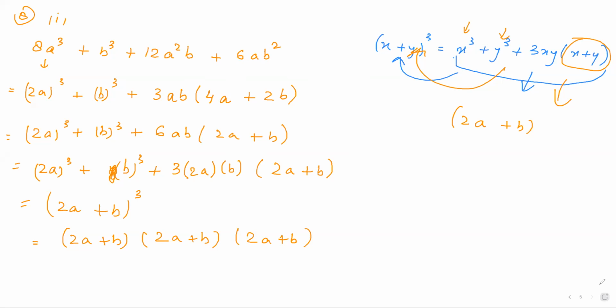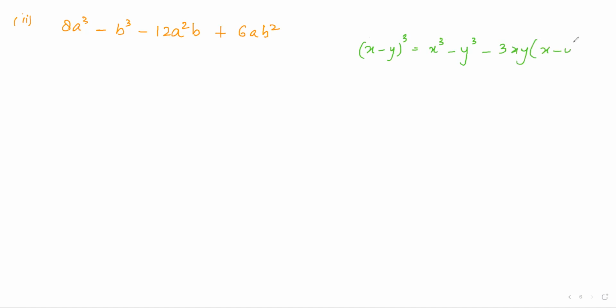Okay, next part. Second, this is 8a cube minus b cube minus 12a square b plus 6ab square, right? So I can see a minus sign. So let me just try to check whether this is this identity or not. x minus y whole cube is equal to x cube minus y cube minus 3xy into x minus y, right? Okay.